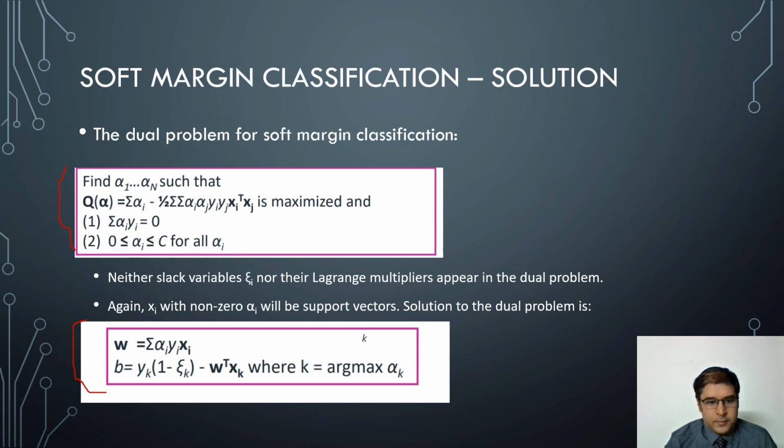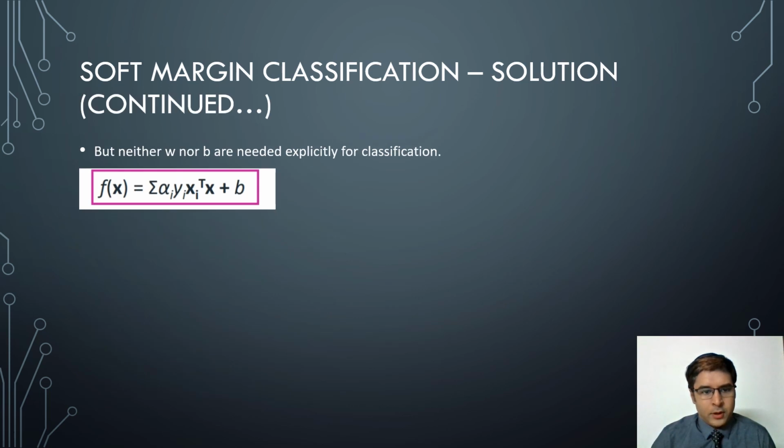So neither slack variables xi, epsilon i, nor their Lagrange multipliers appear in the dual problem. So this is the dual problem in which epsilon i is not mentioned. They don't appear. Again, xi with non-zero alpha i will be support vectors as previously discussed. Solution to the dual problem is this one. Hope this is clear. So finally, we don't need w or b explicitly for classification. So we can write f(x) is equal to the summation of alpha i yi xi transpose x plus b.